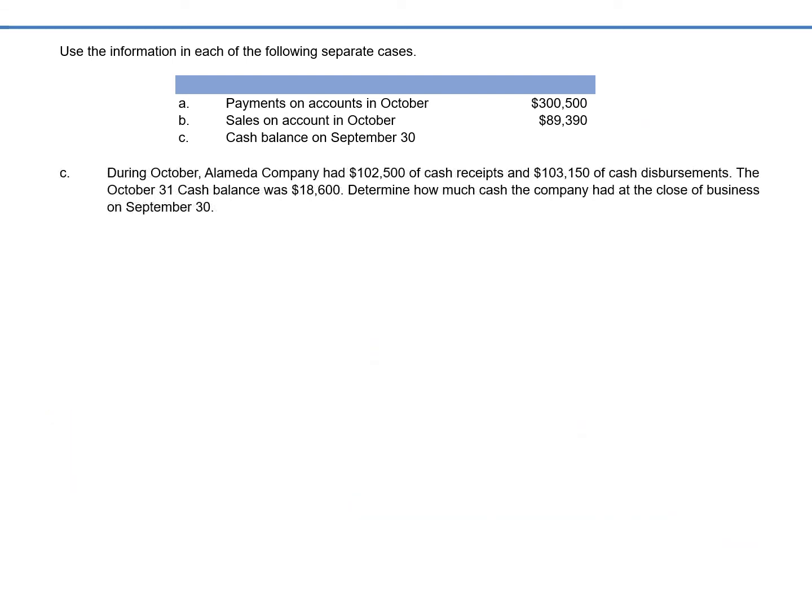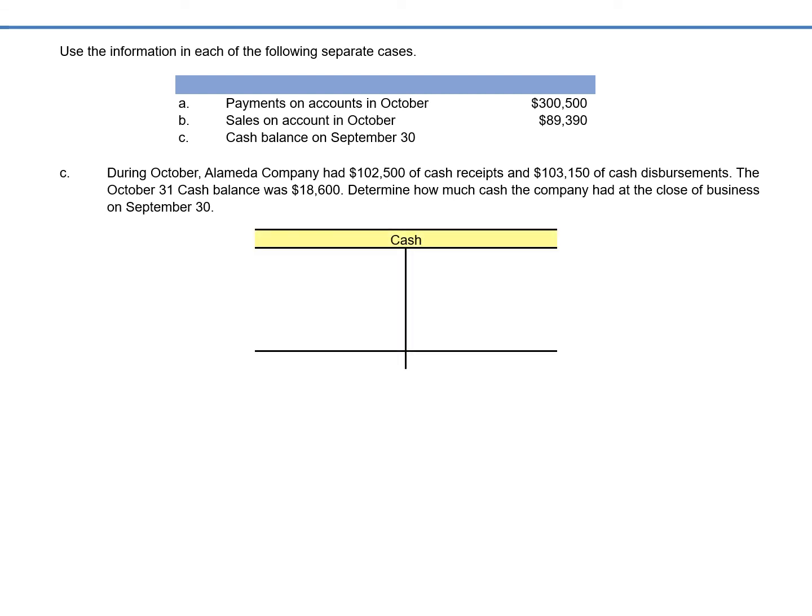All right, so in part C, during October, Almeda Company had 102,500 of cash receipts and 103,150 of cash disbursements. The October 31st cash balance was 18,600. And so what they want us to do is determine how much cash the company had at the close of business on September 30th. So the beginning of this month or the end of the previous month. So we put our T account cash here.